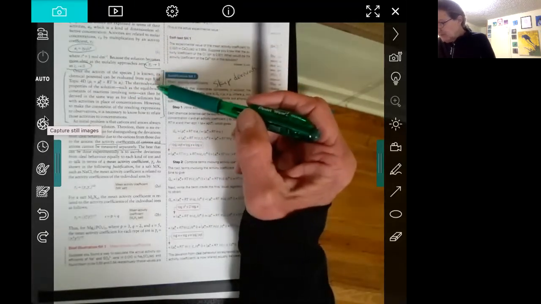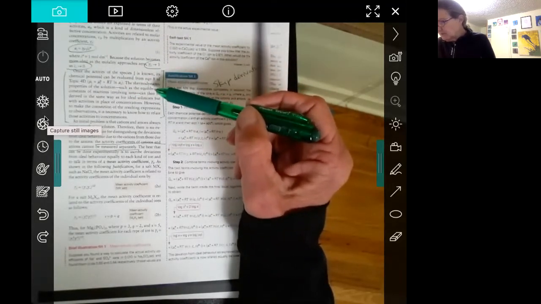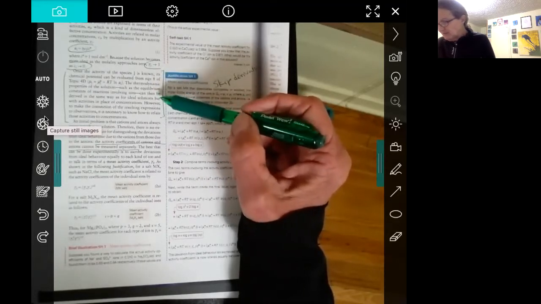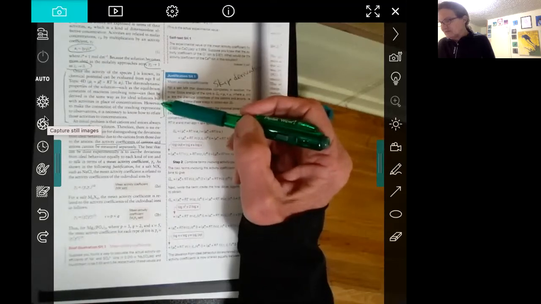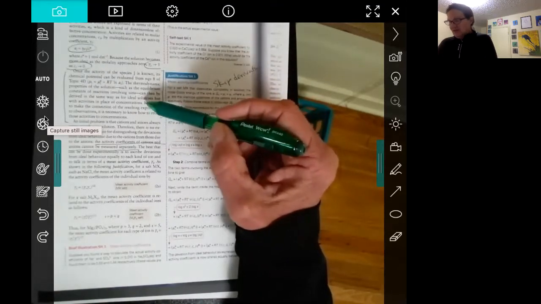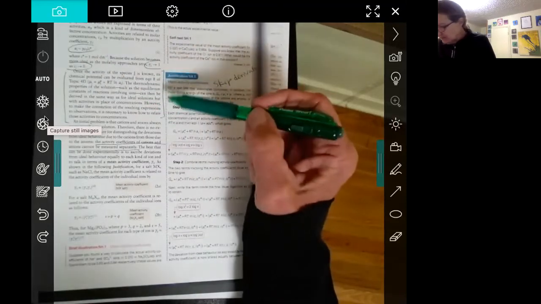Once the activity of the species is known, its chemical potential can be evaluated from the equation that we've been using that says chemical potential equals the standard state chemical potential plus RT ln of the activity of J. So the thermodynamic properties of the solution, such as the equilibrium constant of the reaction involving ions, can then be derived in the same way as for ideal solutions, but with activities in place of concentrations. So we'll use our equations that we derive for ideal behavior, and we'll make a correction with an activity coefficient.